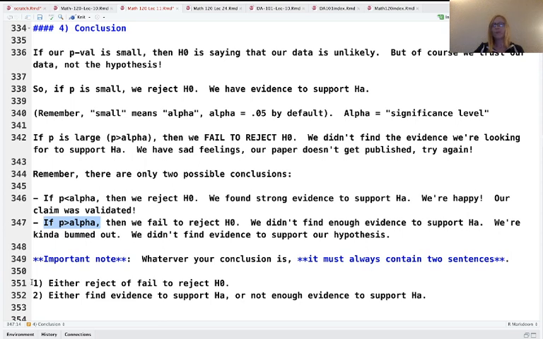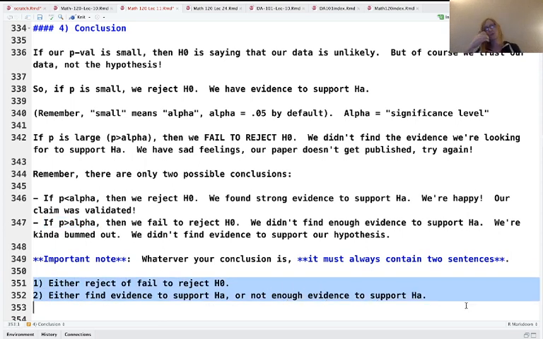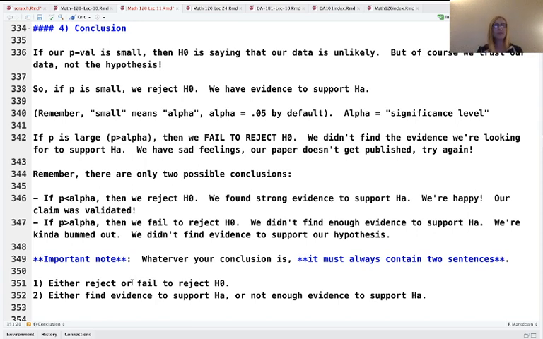Really important note in terms of your work as students. When you write these conclusions, there's always got to be two sentences. There's two things to say, no matter what, every time. First, you need to say whether or not you rejected or failed to reject the null hypothesis. That's got to be in there. Either p is small so you reject, or p is large so you fail to reject.